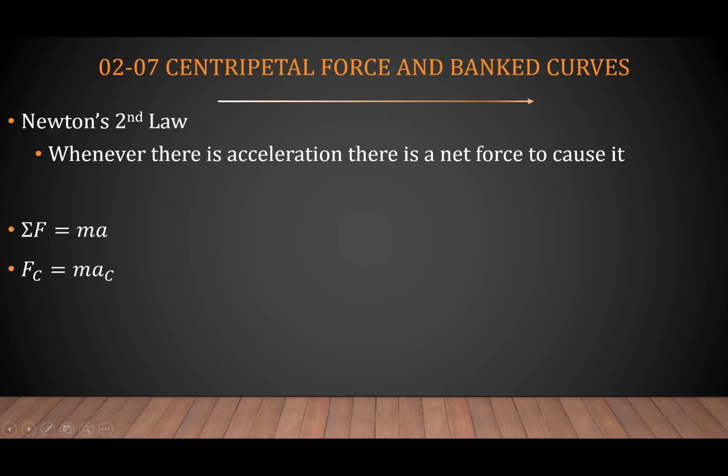By Newton's second law, whenever there's acceleration, there's a net force to cause it. Centripetal force is mass times centripetal acceleration. So whenever we have centripetal acceleration, as we saw in the last slide, the net force is equal to mv squared over r. That's sometimes called the centripetal force. This is an important equation, because we can then relate that to free body diagrams and solving for the net force.